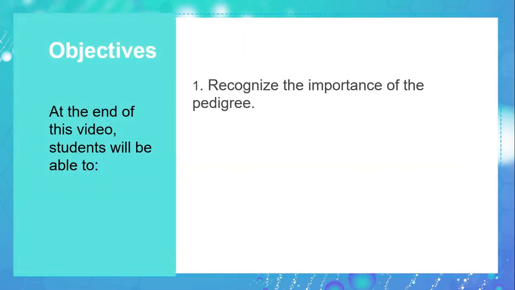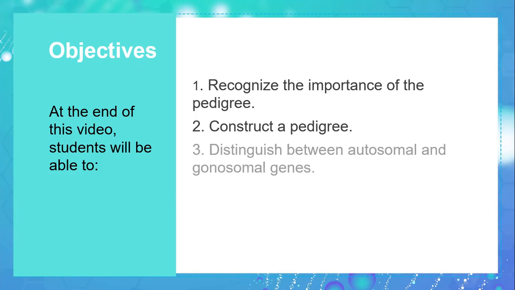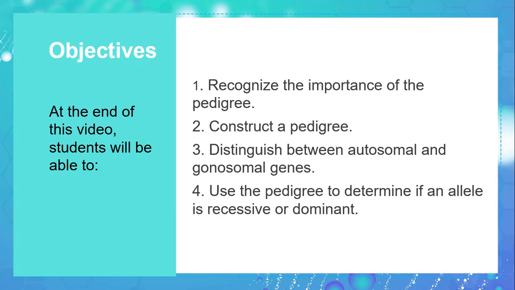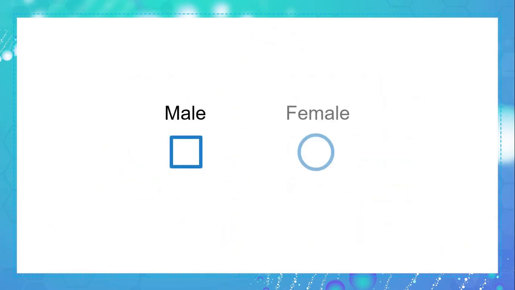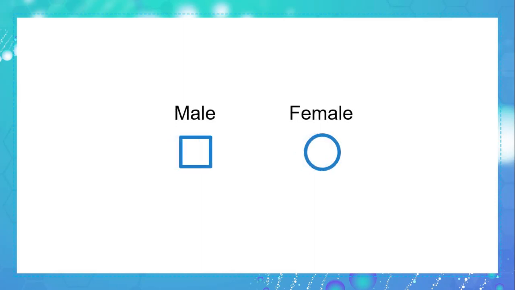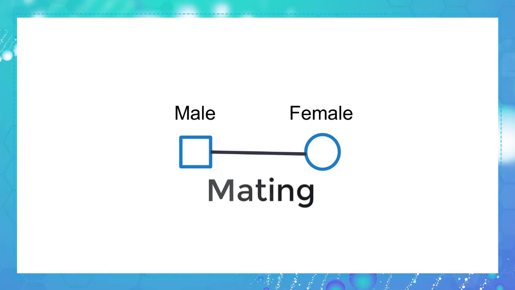But first, through this introductory video, you will learn about some key terms related to the pedigree and its construction, distinguish between autosomal and gonosomal genes, and use the pedigree to prove an allele to be dominant or recessive, because you'll need this basic information throughout this chapter. In a pedigree, the family members are represented by symbols. Males are represented by squares, while females are represented by circles. Married couples are connected by a horizontal line that represents mating.